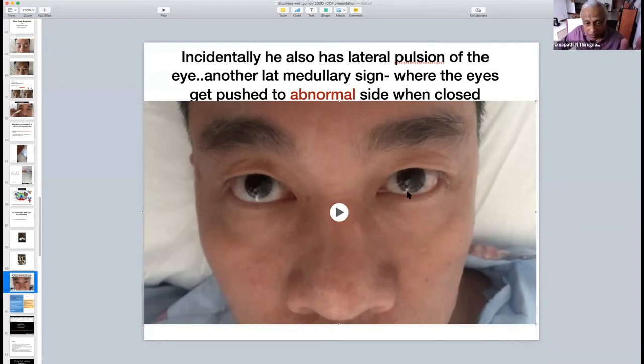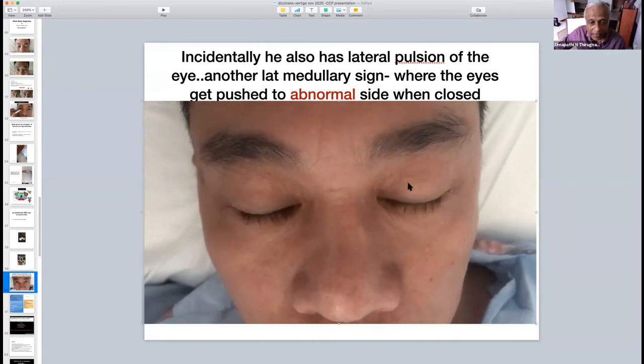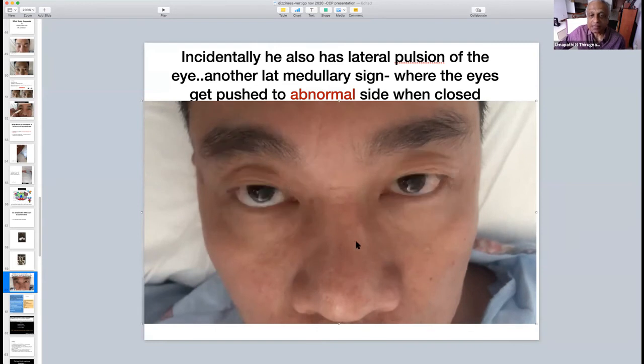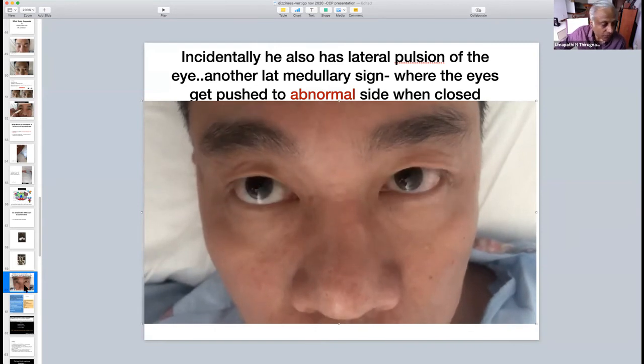Okay, so when he opens his eyes, the eyes shoot back, because the eyes had drifted to the opposite direction. So you can see when he closes his eyes, the eyes go in this direction. When he opens his eyes, it comes back. Okay, so this is known as lateral pulsion.